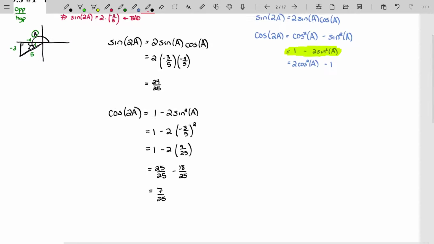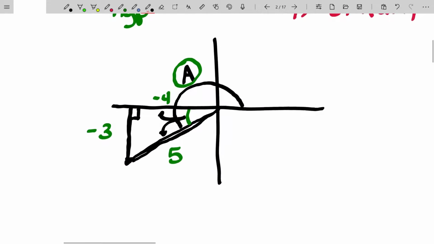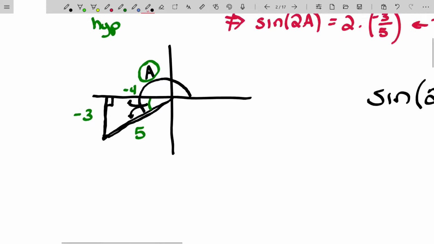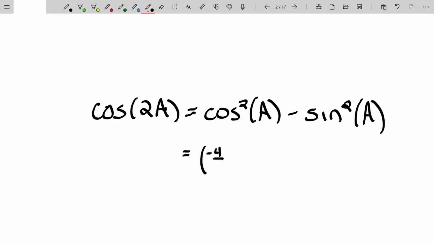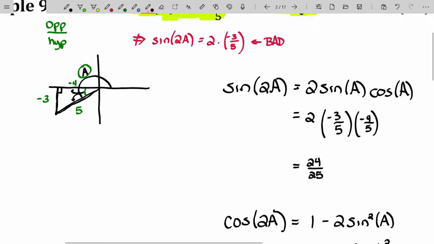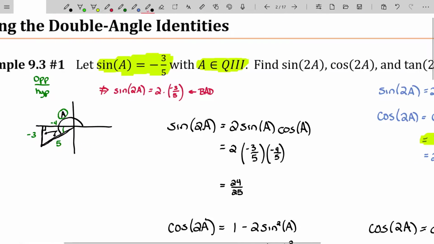And you could have done this problem in any of the other ways. I could have instead done the cosine of the double angle using cosine squared minus sine squared of the regular angle. And that would require me to have already drawn out my triangle, which I did, so that's pretty nice. The cosine is negative 4 over 5, so I'll fill that in. That would be equal to negative 4/5 squared minus. And then again, had I drawn out the triangle, the sine would be opposite over hypotenuse, negative 3/5. And so I would plug that in.